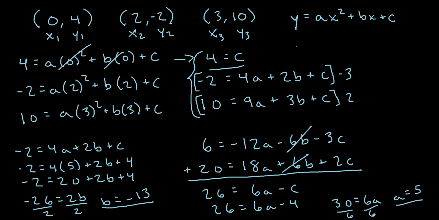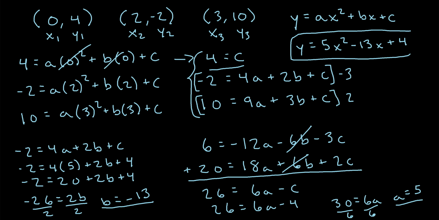So we've solved for a, b, and c, and now we can plug this back into our standard form. We'll write our final answer as y = 5x² plus b times x. b is -13, so let's write minus 13x plus c, and c we said was 4. So this is our final answer. This is the equation of a parabola that goes through all three of these original points.